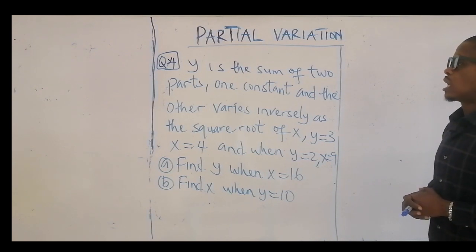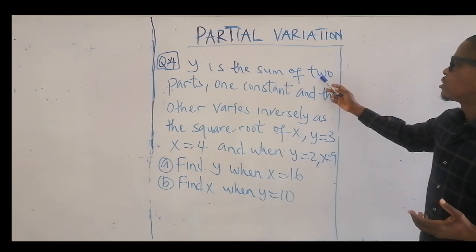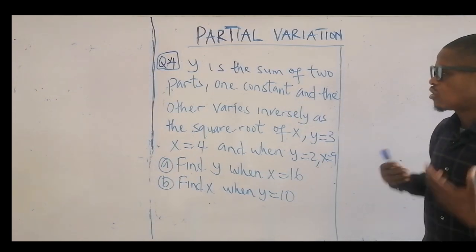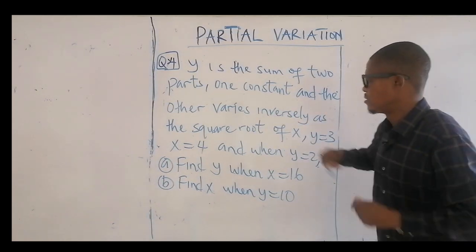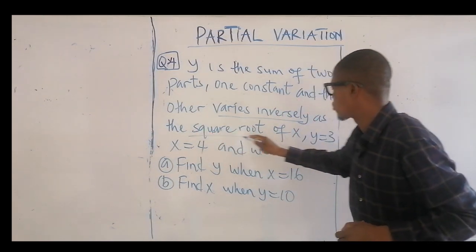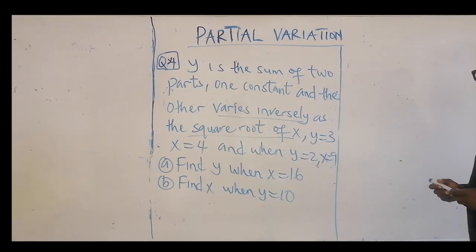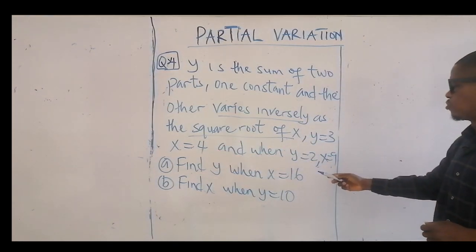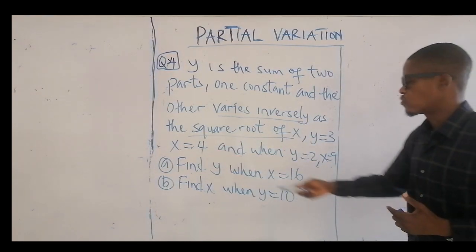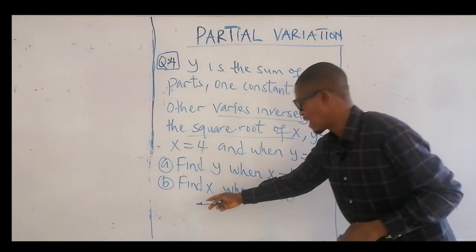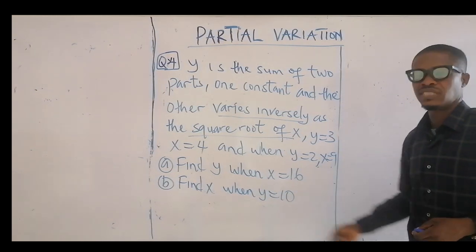This question: y is the sum of two parts, one constant and the other varies inversely. Varies inversely as the square root of what? Of x. Okay? y is 3 when x is 4, and when y is 2, x is 9. A, find y when x is 16. B, find x when y is 10.